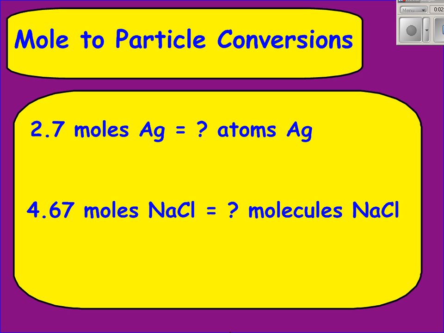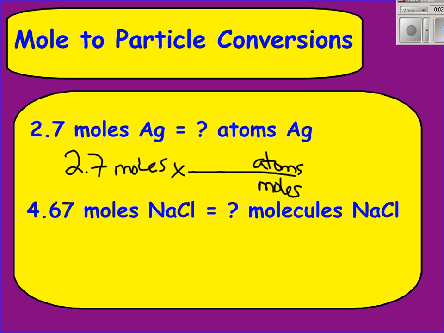Suppose I give you 2.7 moles of silver, and I ask you to calculate how many individual atoms there actually are. What we do, 2.7 moles of silver. Set up your conversion with moles on the bottom and atoms on top. Moles has to be on bottom in order for it to cancel out. Now the relationship we just learned is that there are 6.02 times 10 to the 23rd individual atoms for every 1 mole. The moles cancel out, and now we can calculate.